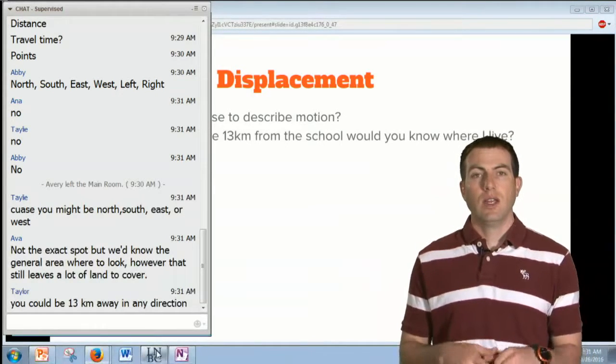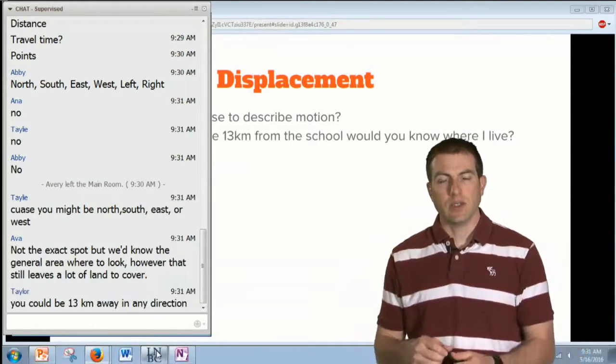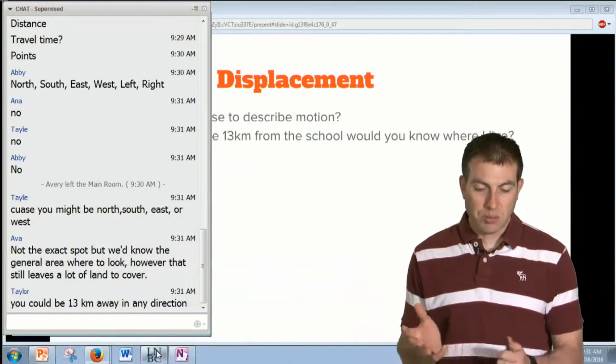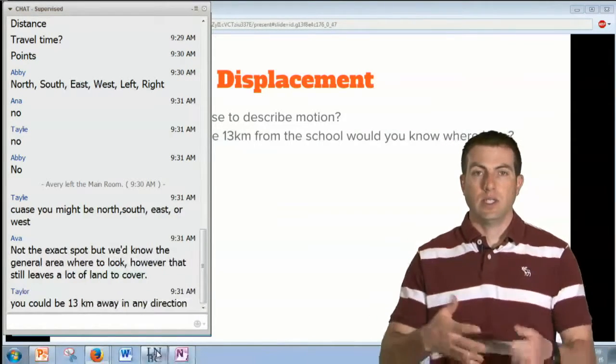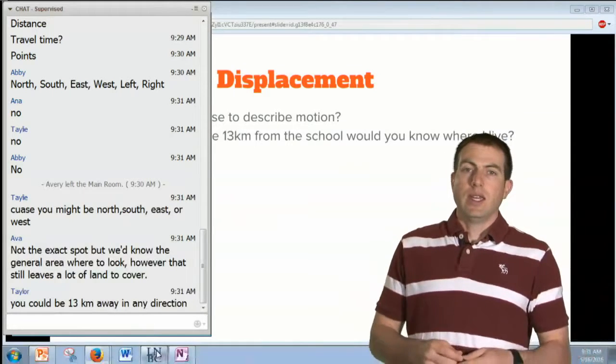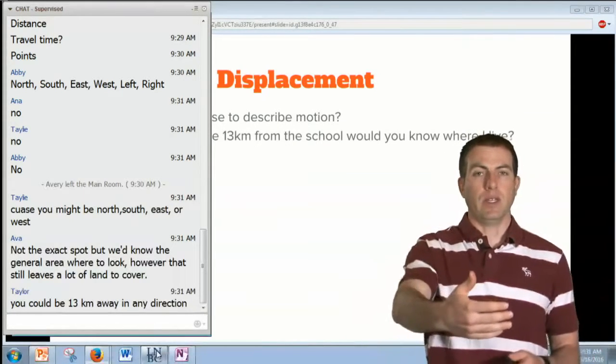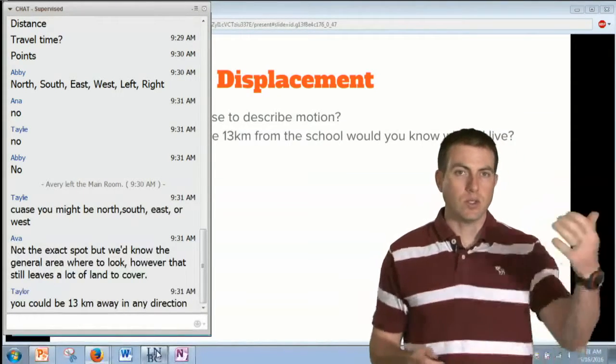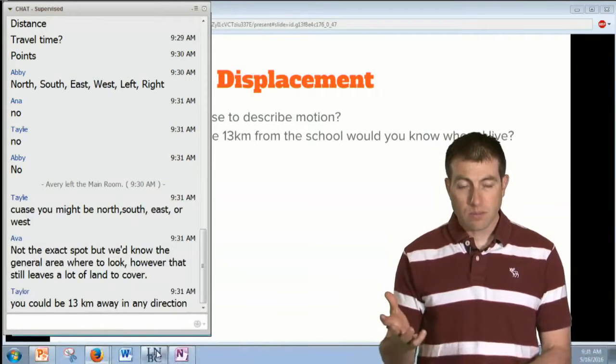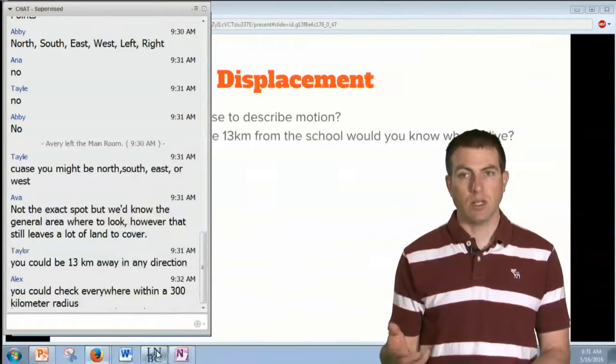So that's one of the big ideas of this section. When we give people directions to go somewhere, we can't just tell them how far something is. We can't say, hey, my house is 13 kilometers away. We need to give them a direction as well.